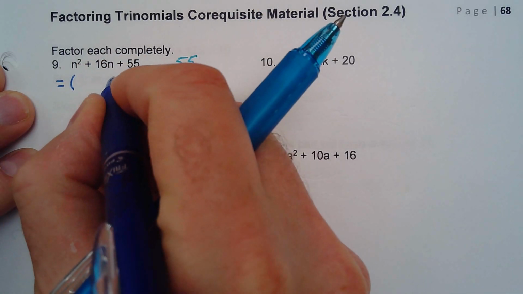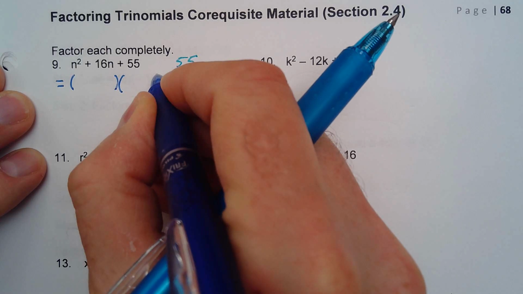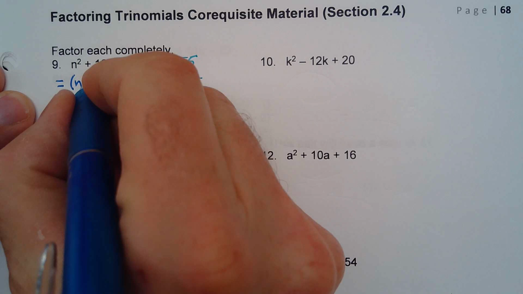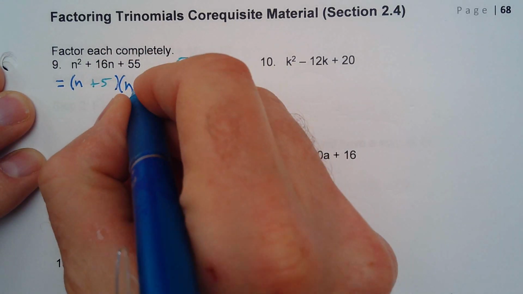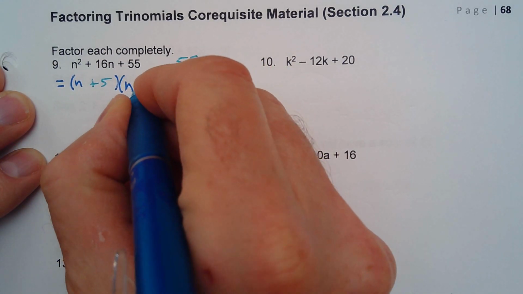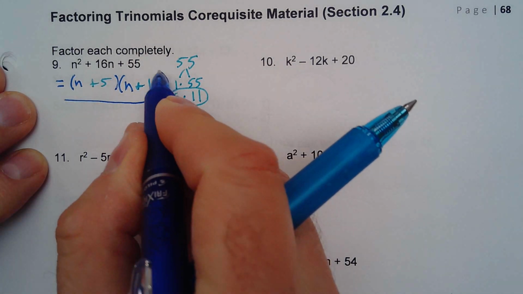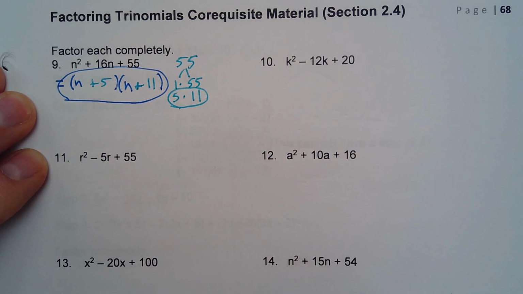So now, I'm going to go ahead and write this in factored form. N plus 5, N plus 11. And so that would be my answer.